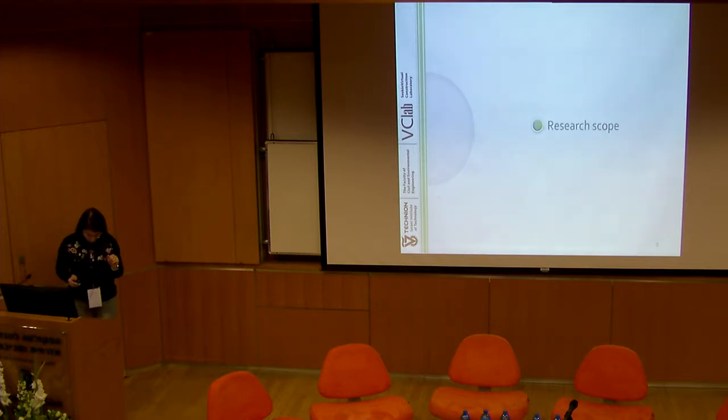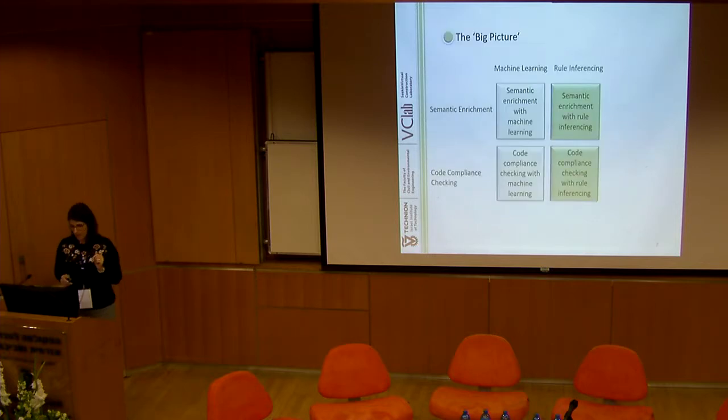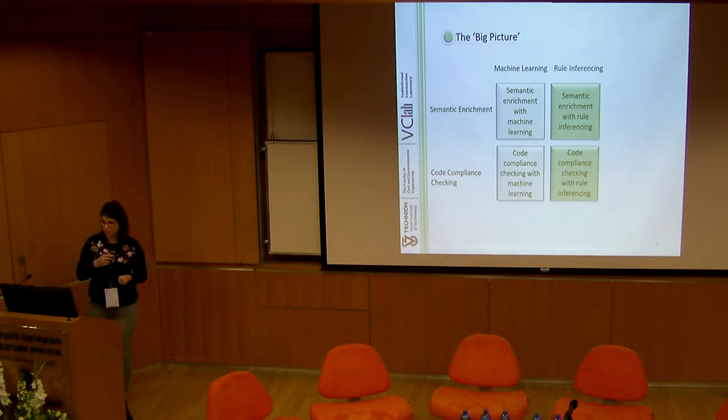I'm going to try to give you just a general overview of the idea of our research. And to do that, we're going to look at this 2x2 matrix, because essentially, we have two tasks that we're interested in, which is the task of semantic enrichment and the task of code compliance checking. And we also already identified two approaches that can be applied to each of those tasks.